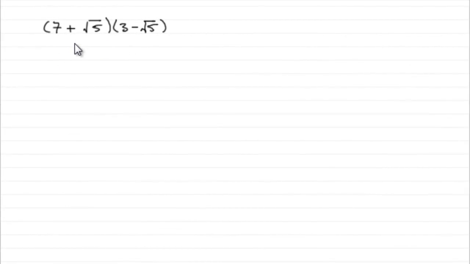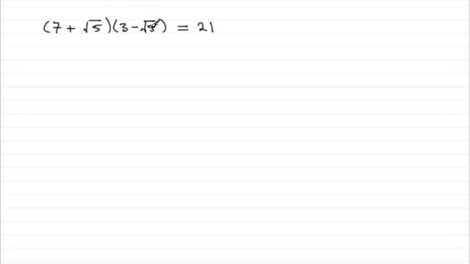So for this one then, we've just got to expand and then simplify 7 plus root 5, all being multiplied by 3 minus root 5. So to do this, what we need to do is just say that this equals, and we take 7 and we multiply it with the 3 and then with the minus root 5, and then do the same with the root 5 term. So 7 times the 3 is going to be 21.